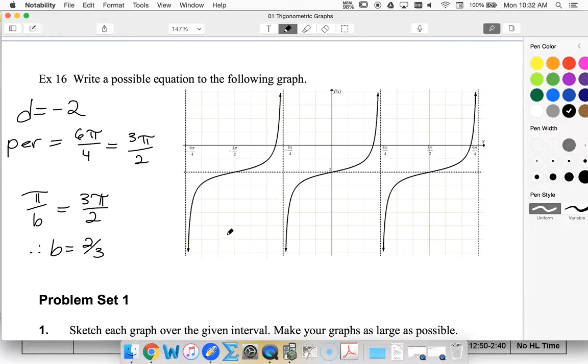Now I want to look for a horizontal stretch. I know it hasn't been shifted because I see my center is on the y-axis, so I have no c value. But now the question is, do I have an a value?